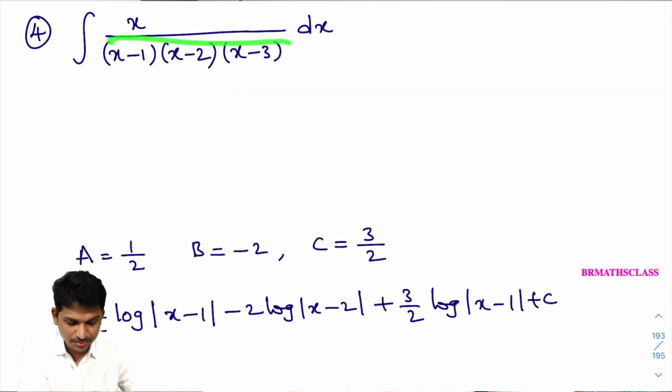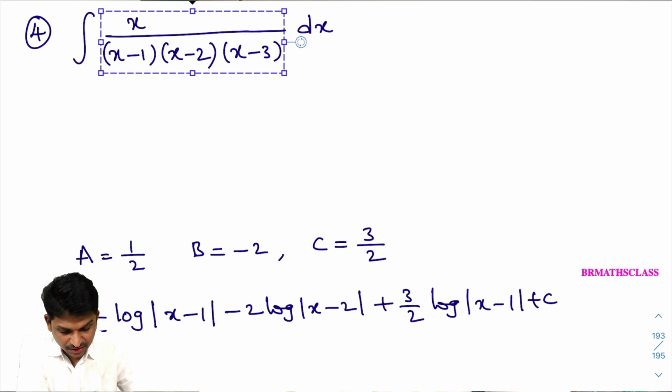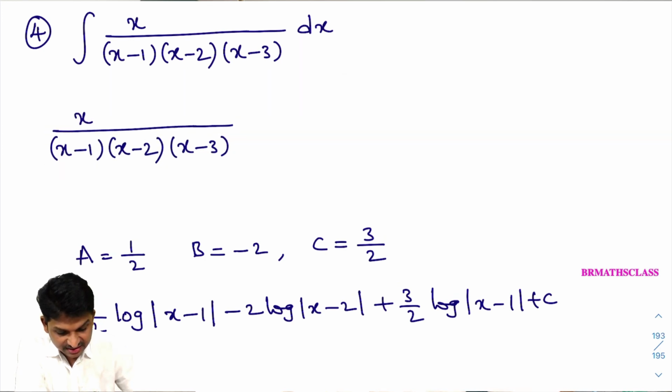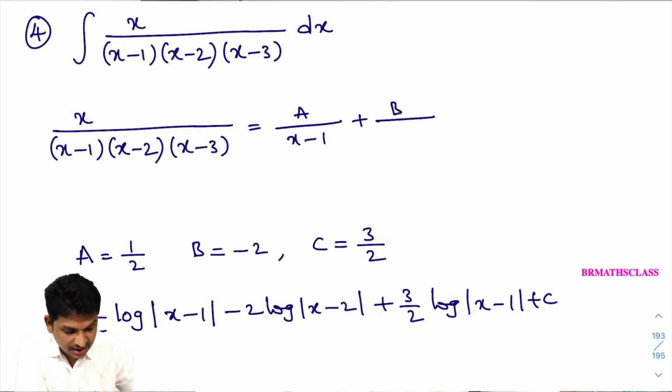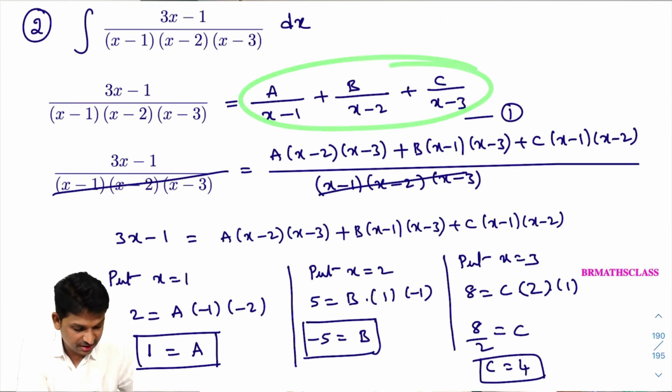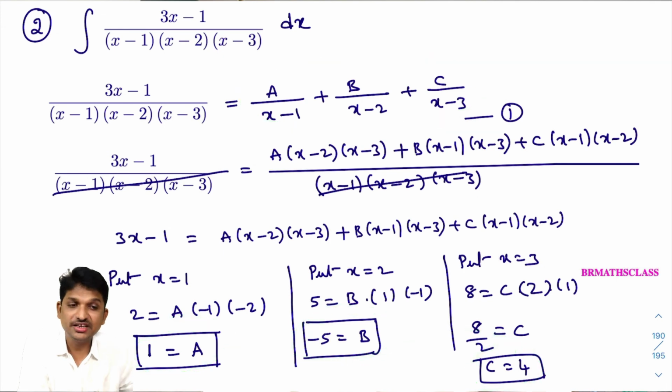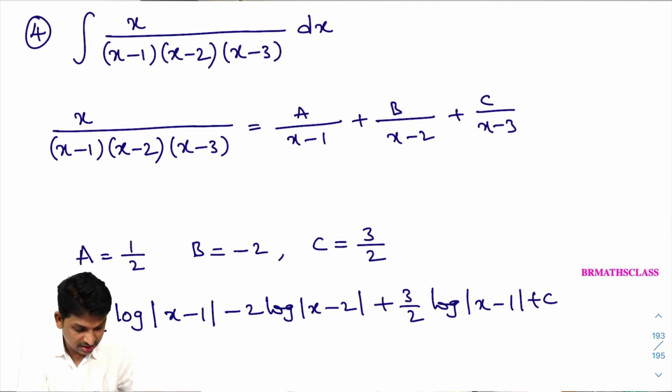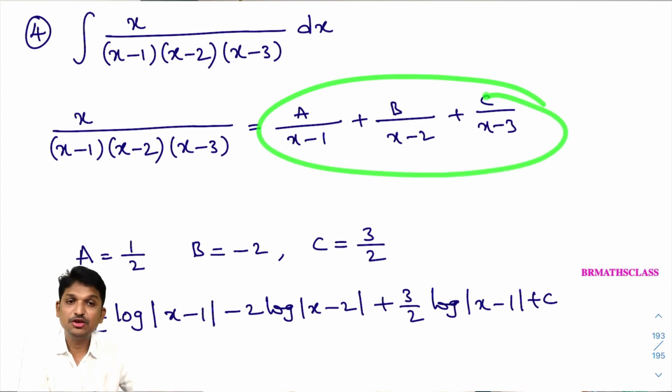And you observe this denominator contains non-repeated linear factors. So what do you know? This proper rational function can be written as a divided by x minus 1 plus b divided by x minus 2 plus c divided by x minus 3. Now you need to find a value, b value, c value. You see, this problem is similar to this type. Look here, a value, b value, c value, I calculated. I want you to try this problem on your own. So here I want you to calculate a value, b value, c value.